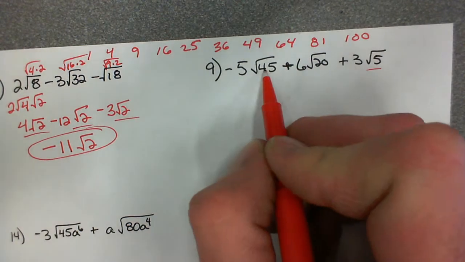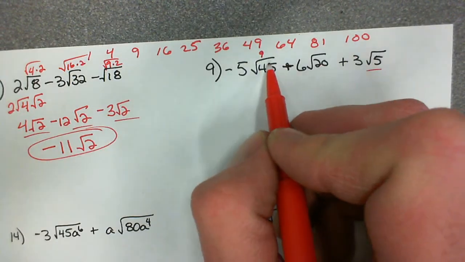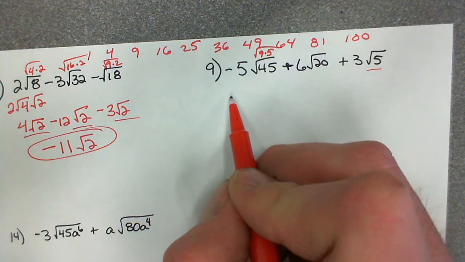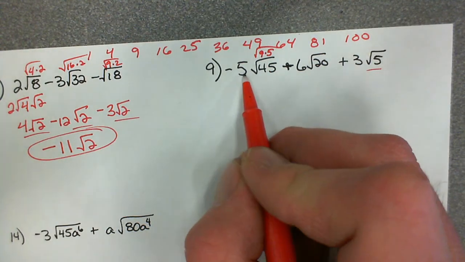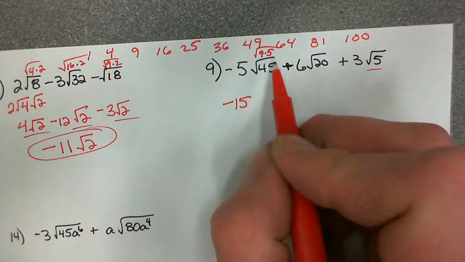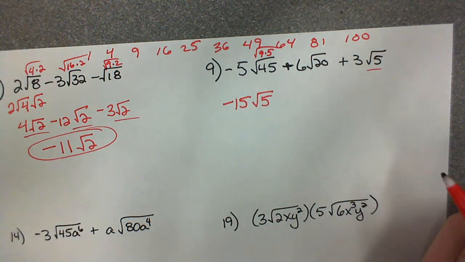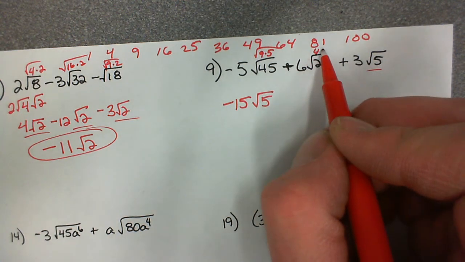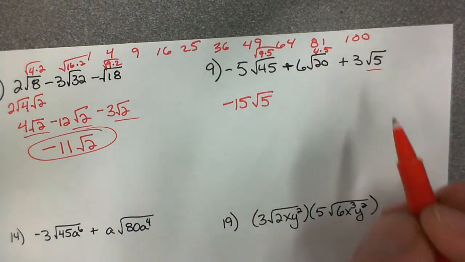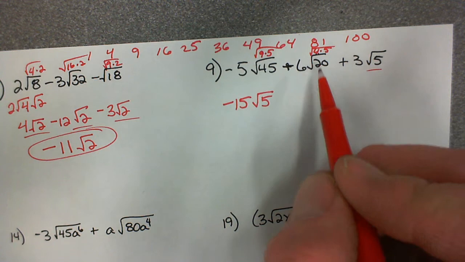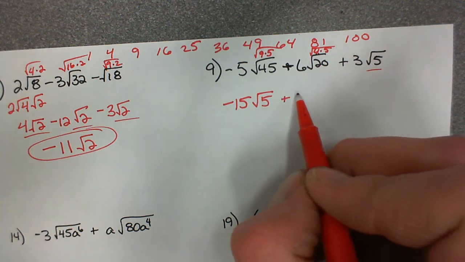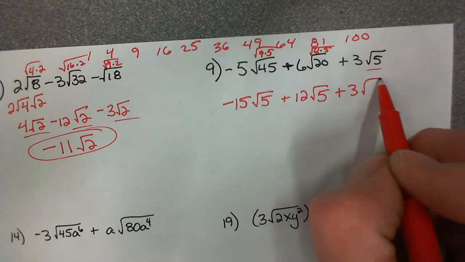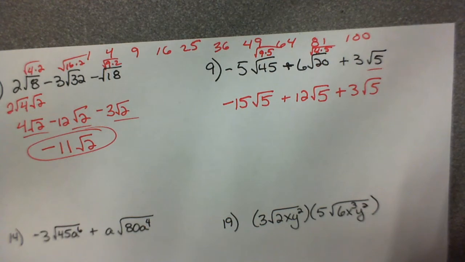So if we divide 45 by 5, you get 9. 9 is a perfect square. So let's break that up. So square root of 9 is 3 times negative 5 is negative 15 square root of 5. 20 divided by 5 is 4. So 4 times 5. So square root of 4 is 2 times 6 is 12 square root of 5. And then we're left with 3 square root of 5 here at the end because that doesn't reduce.